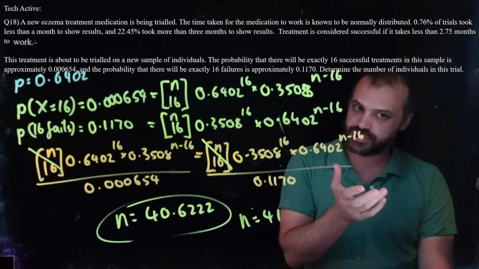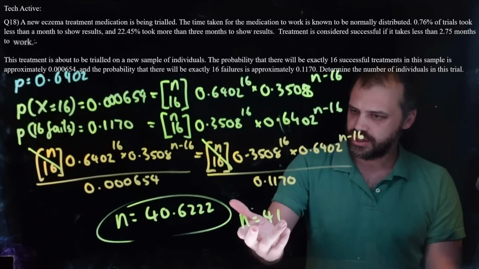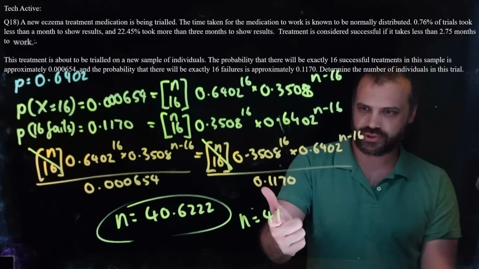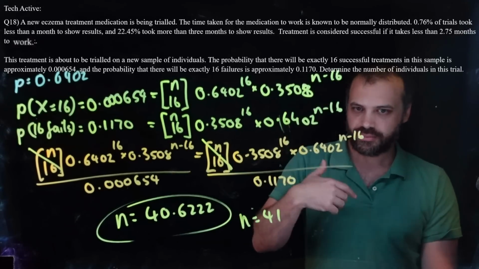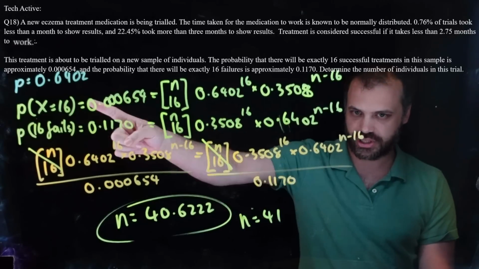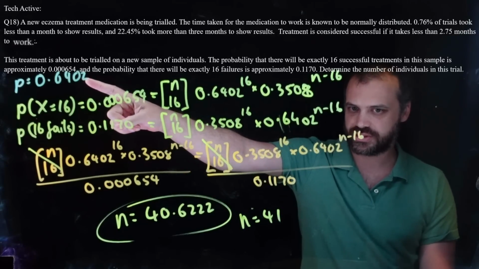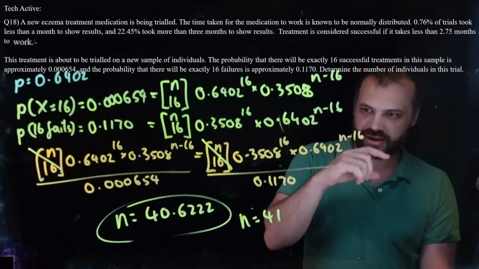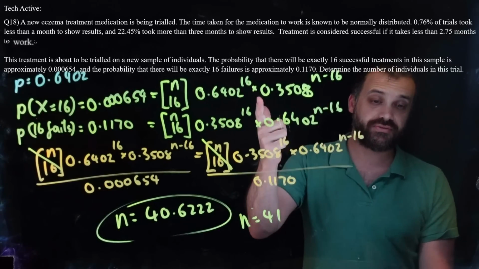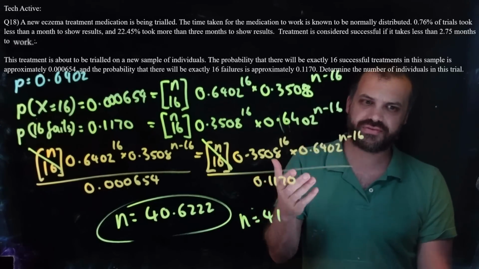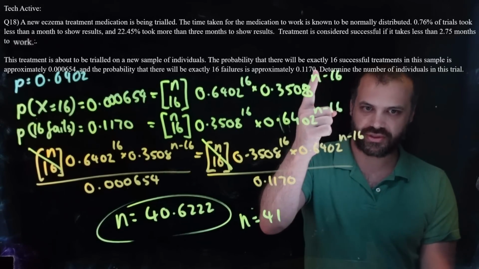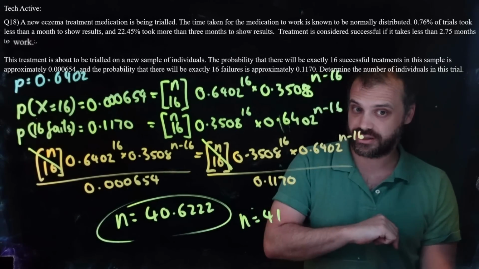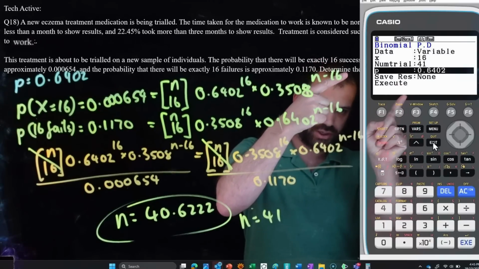Now you can of course go and check this, right? Because now that you've got a sample size of 41, you can try 41 with 16 successes, put that into a binomial distribution, and you should get that answer, 0.000654. Try having 41 and 16 failures, so that's like 25 successes, and you will find that value right there. There we go, something like that.